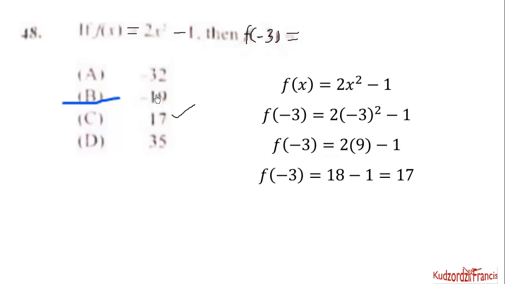Even if it is negative here, you are going to get negative of 18 minus 1, and that will give you negative 19. But from this, I'm sure the function is 2x squared, not negative 2x squared. Function is 2x squared. So the correct answer is option C.